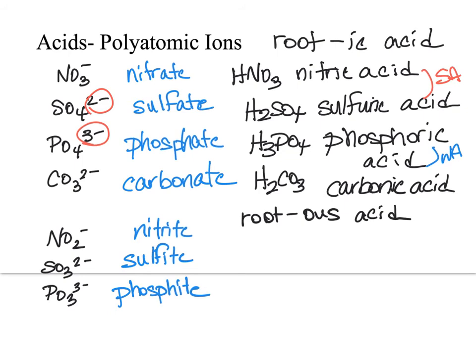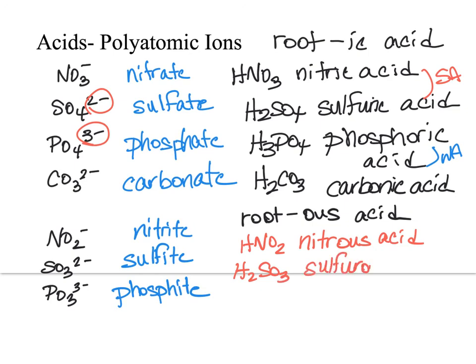Okay, so same thing again. We write the proton with it. HNO2 becomes nitrous acid. H2SO3 becomes sulfurous acid. And H3PO3, phosphorous acid.